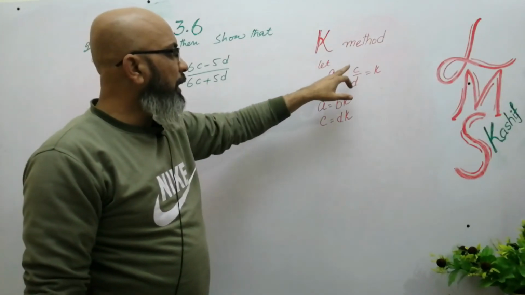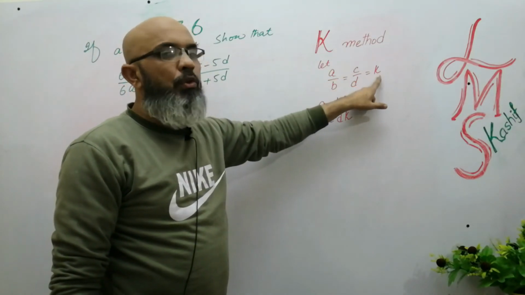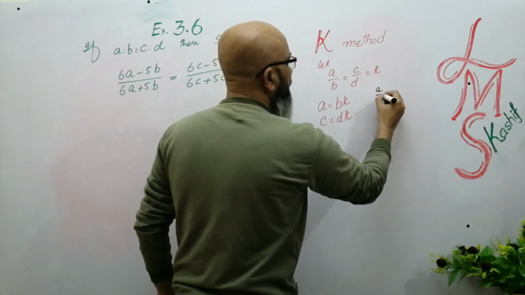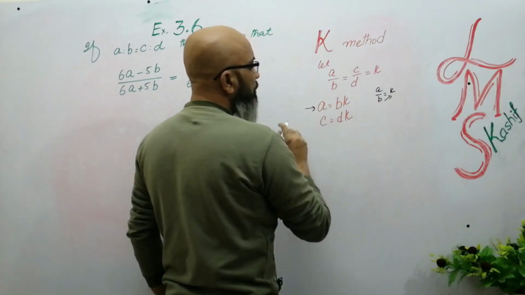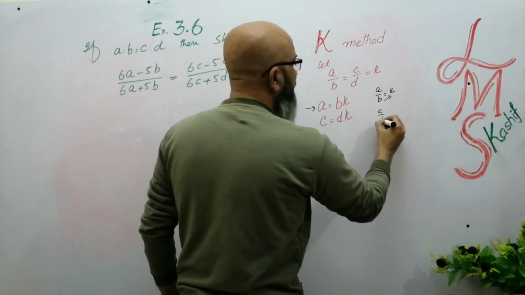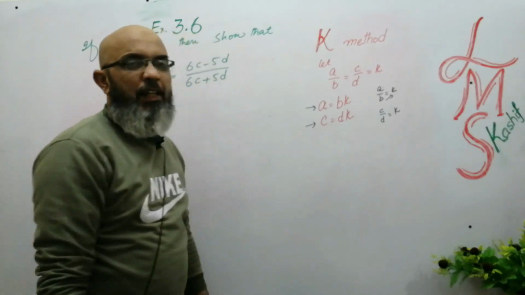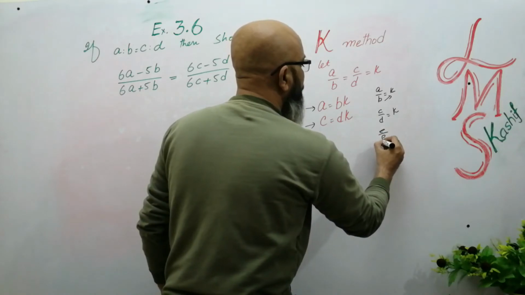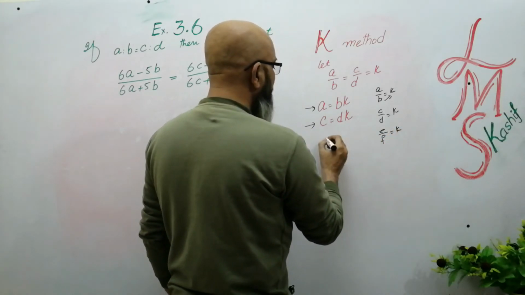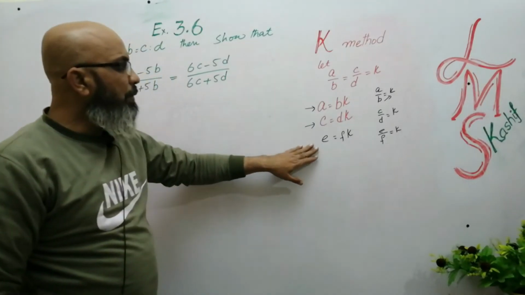Let A over B and C over D be your proportions and we let that be equal to K. If I write it separately, A over B is equal to K. When we cross multiply, A is equal to BK. Similarly, C over D is equal to K, and cross multiplying, C is equal to DK. If we have another ratio, E over F is equal to K, then E is equal to FK. Simply, this is called the K method.